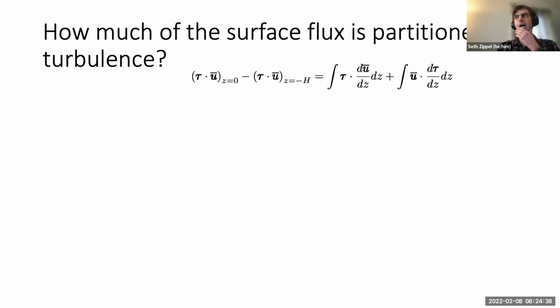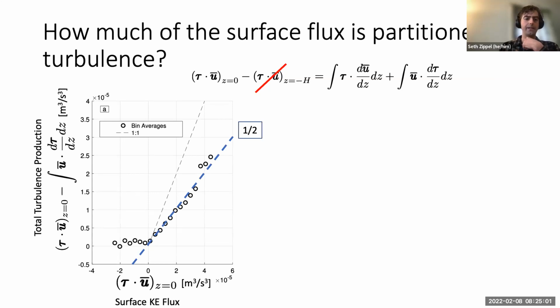If you remember, you can break apart the integrated surface production into these tau.u components, and the u.d tau dz component from this linear decaying stress model. The stress at the base of the layer becomes 0, and you can plot the estimates of the surface KE flux, the tau.u estimated with the mooring data, against the amount that we're estimating goes into total production here, which is basically the tau.u minus the mean production term u.d tau dz.